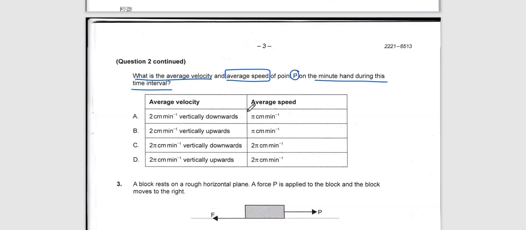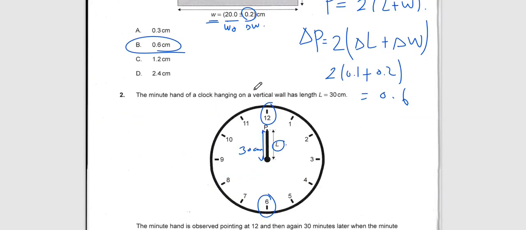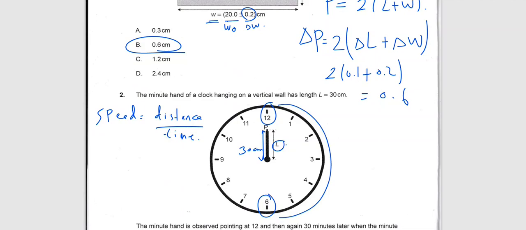Now, average speed is a scalar quantity. I don't care about the direction, while velocity is a vector quantity. So speed is distance over time. Distance over time. The minute hand went from 12 till 6.